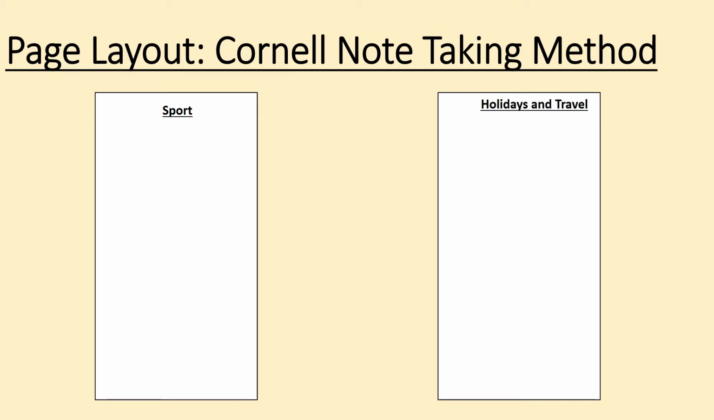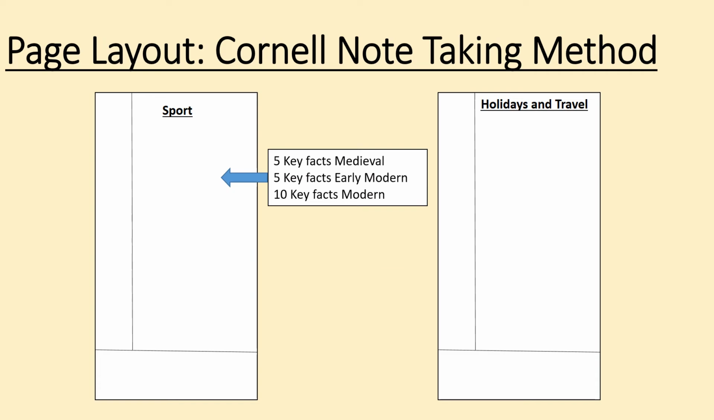You're going to get two pieces of paper, sport and holidays and travel. Then you're going to divide them like so. So you're going to have a little bit to the left, and then you're going to have a little bit at the bottom as well. I'll tell you what goes in each section. So in the biggest section, you're going to need 5 key facts about the medieval era, 5 key facts about the early modern era, and 10 key facts about the modern era. Purely because that tends to be the era where your textbook goes into a bit more detail.